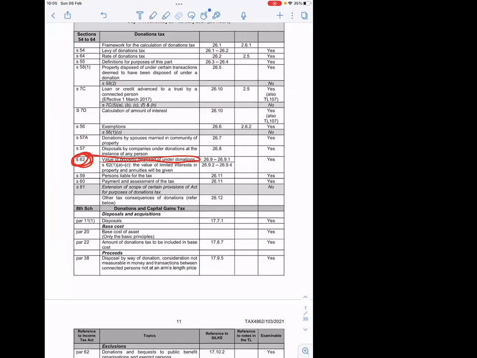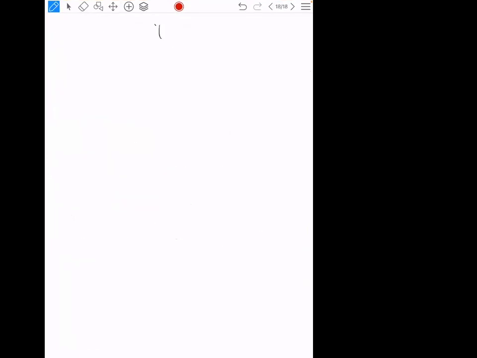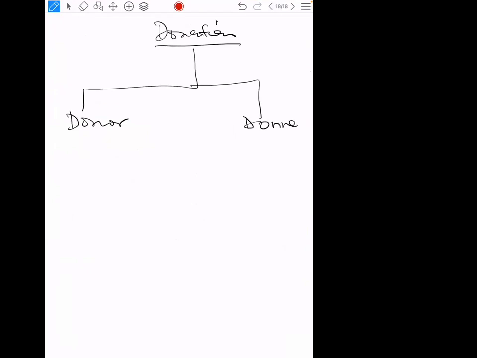Then we come to this one. Persons liable for donations tax. Now remember, in the donations contract, we have got the donor and the donee. These two people. So now the question is, who is liable for donations tax? Is it the person making the donation or is it the person receiving the donation? Section 59 answers that.